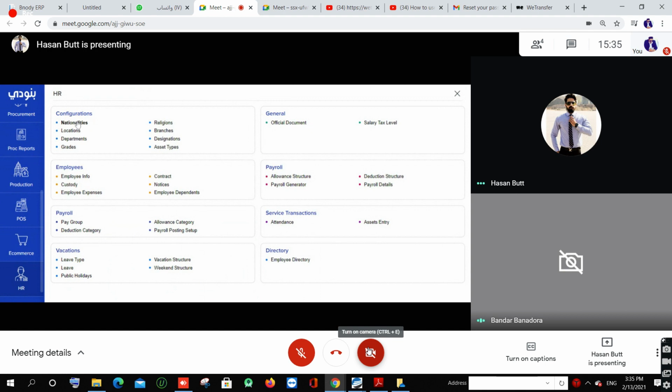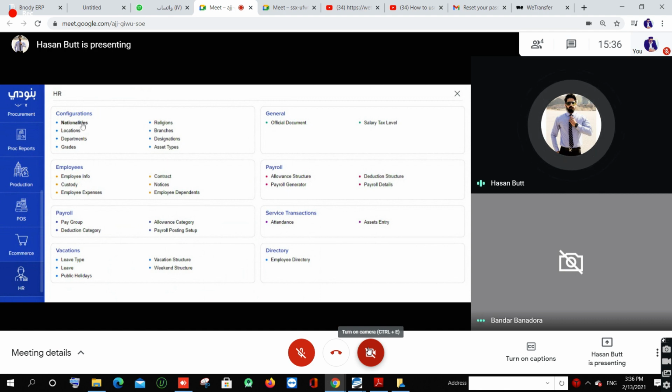All right. So you can see these are the configurations. We have simple 4 to 5 or 6 modules in HR, which are the configurations, the general, employees, payroll, 2 payroll options, the service transactions, the vacations, and the directory. We will start from the configurations. Let's have it in our mind: our configurations are just lookups or forms where we just need to add the names.